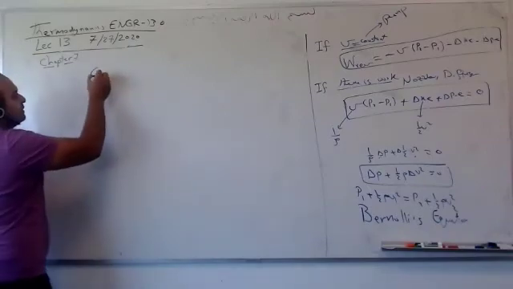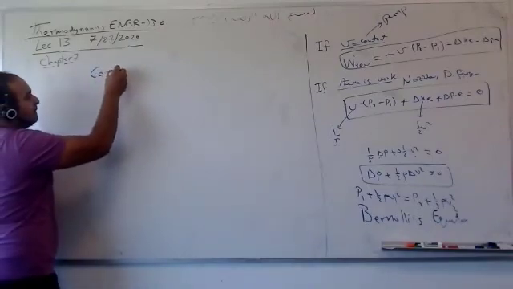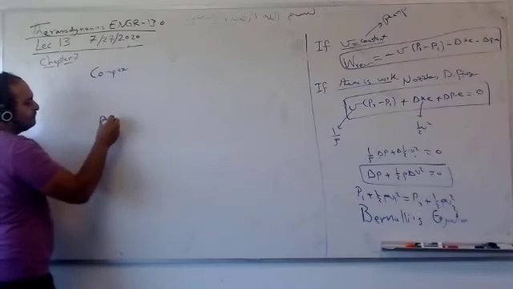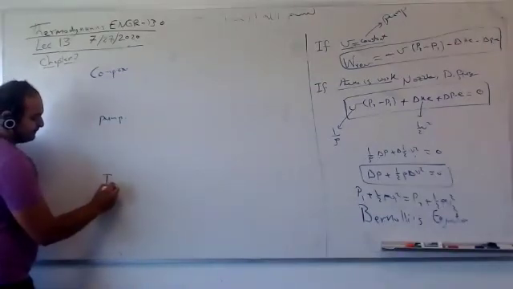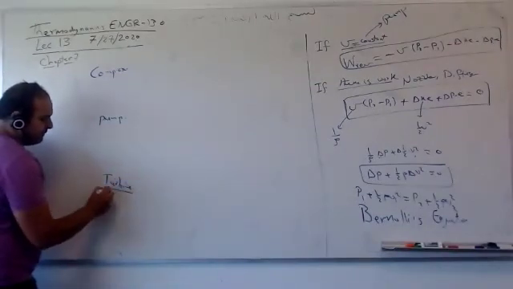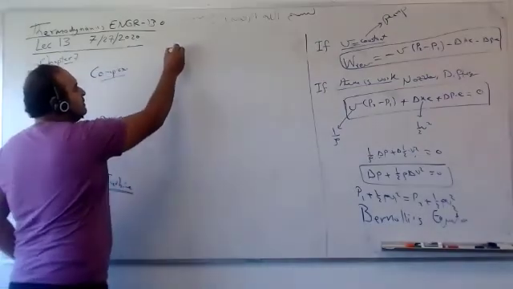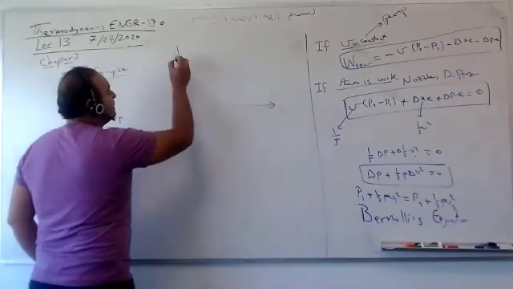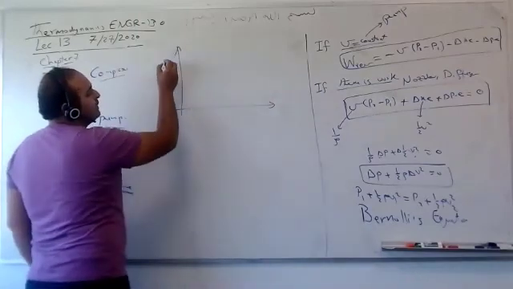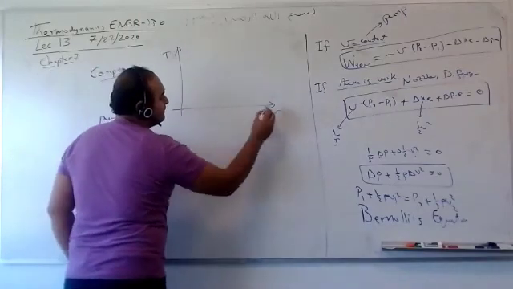We have compressor, we have pump, we have turbine. Turbine can be gas turbine or steam turbine. Let's start with compressor. Compressor, let's talk about gases. Let's talk about the TS diagram.